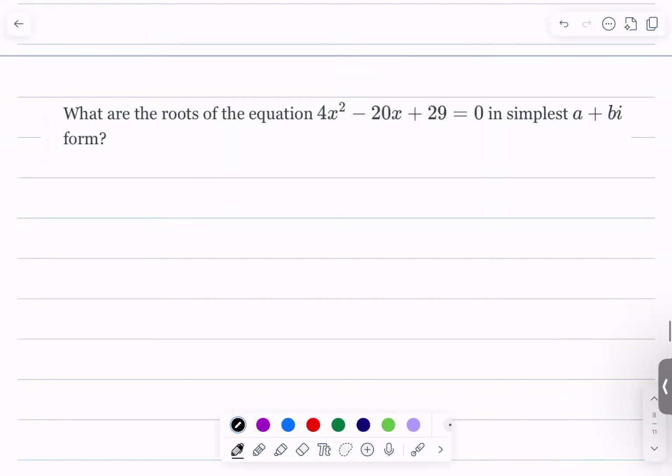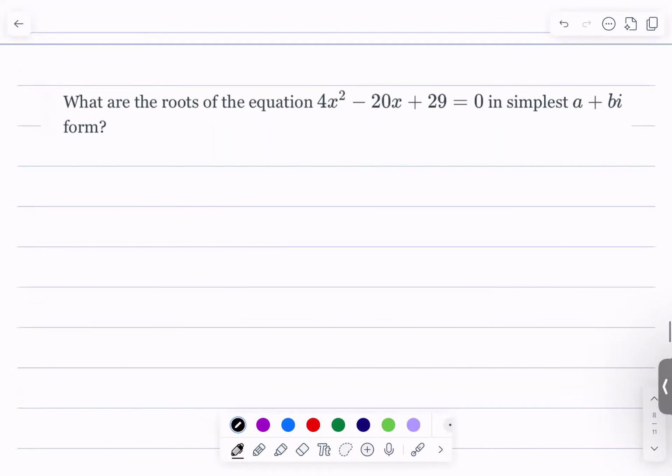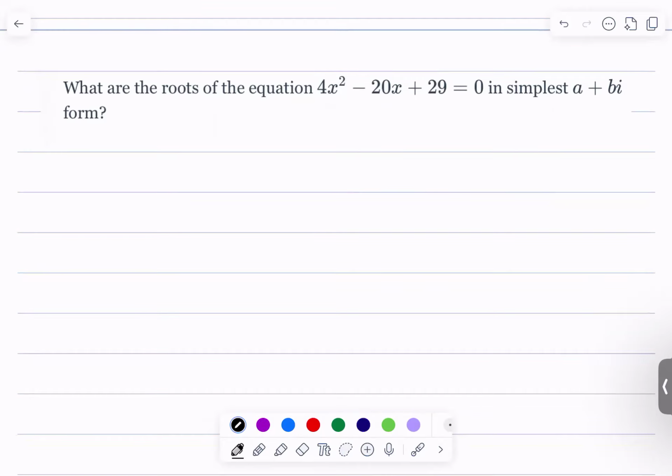My last example for today is this. And for fun, I'm going to use the quadratic formula. I don't know how fun it's going to be, but we'll see. Okay. But I do want to emphasize to be a robot when using the quadratic formula. Okay. So it's 4x squared minus 20x plus 29 equals 0.